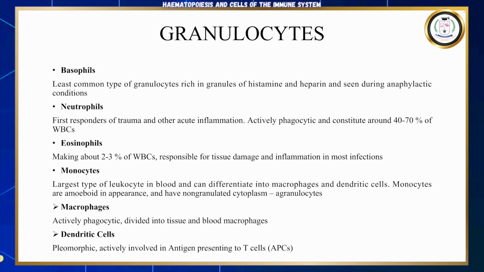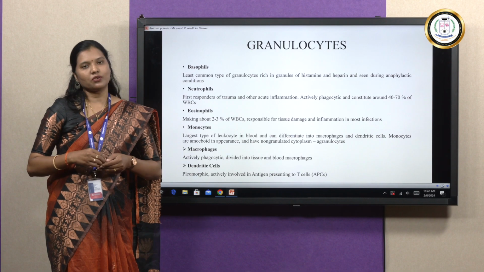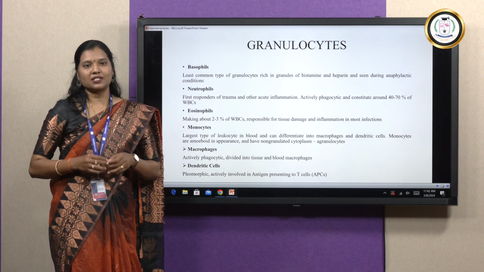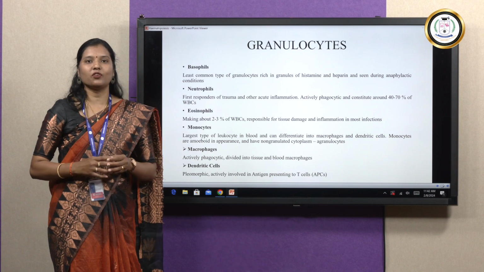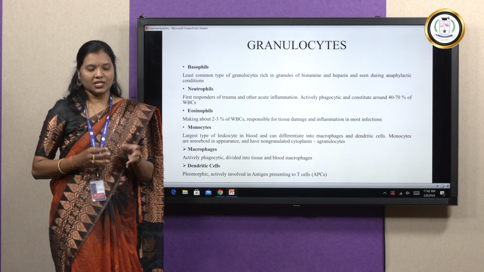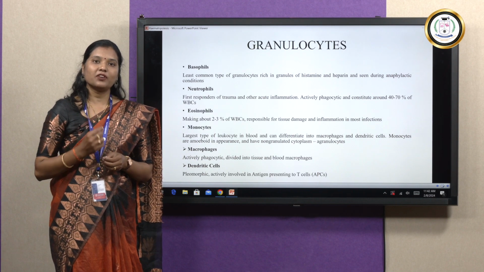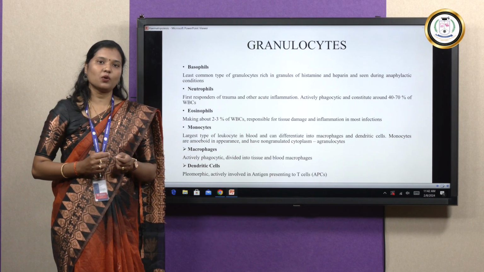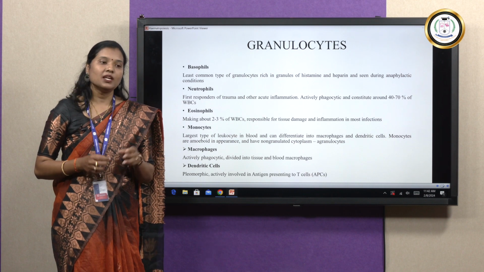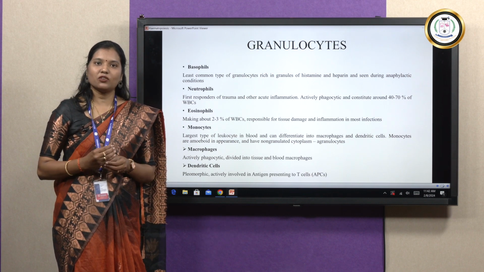Then the neutrophils. Neutrophils constitute around 40 to 70% of all the WBC cells usually. They also contain granules, but they don't rely on the granules for their immune defense mechanism. These neutrophils are actively phagocytic. In fact, they are the first responders for any kind of trauma or environmental exposures. They are actually called the hallmark of acute inflammation.